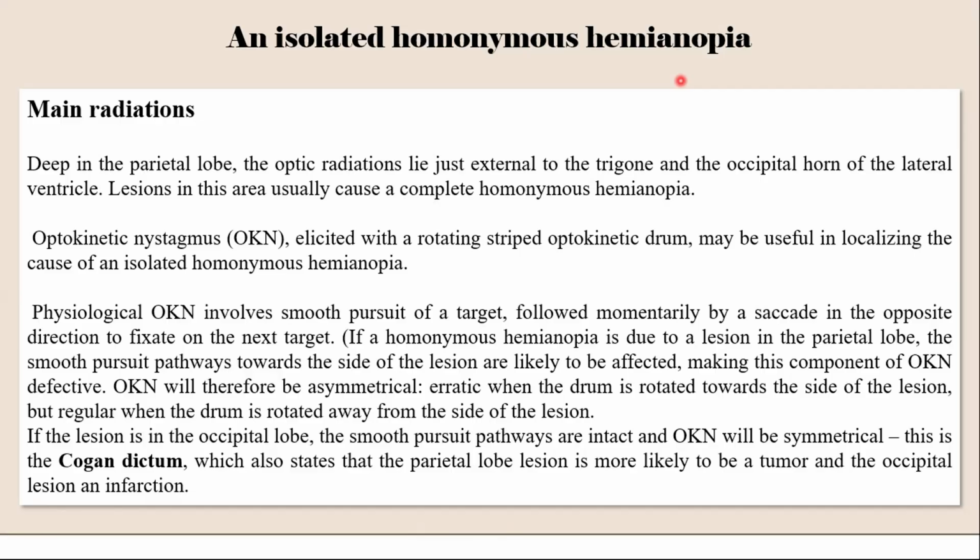Historically, before the era of modern neuroimaging, clinicians relied on a certain clinical rule known as Cogan's dictum. You see here, Cogan's dictum. According to this dictum, we can use optokinetic nystagmus to help differentiate the location of the lesion. So if the nystagmus is impaired, this suggests a parietal lobe lesion, most commonly due to tumor. All right. And on the other hand, if optokinetic nystagmus is preserved, this points toward an occipital lobe lesion, which is most often due to an infarction. You can find all what I said on this slide.